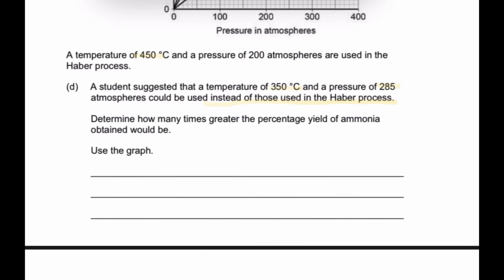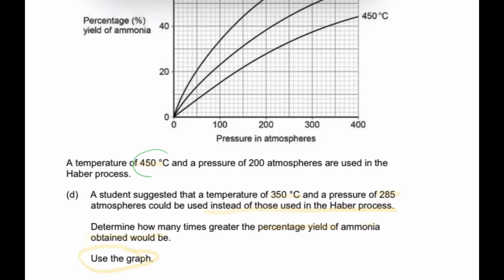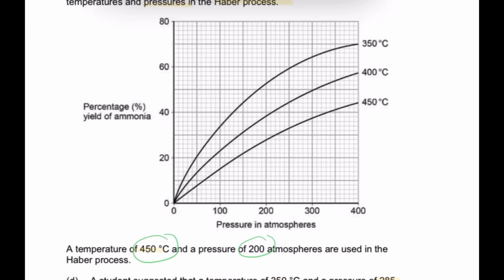Determine how many times greater the percentage yield of ammonia would be using this graph. First of all, we're going to see 450 and 200. We have 450 over here. Now all we have to do is see where 200 is in the atmosphere, and it is this over here. As soon as we hit the curve of our desired temperature, which is 450, we are going to go to the other side, so we make contact with the y-axis. We can see over here it is around 28%.